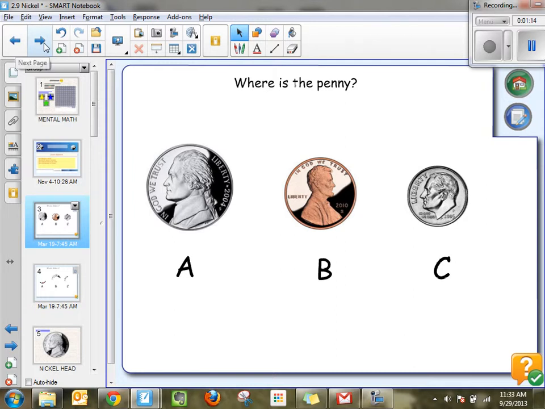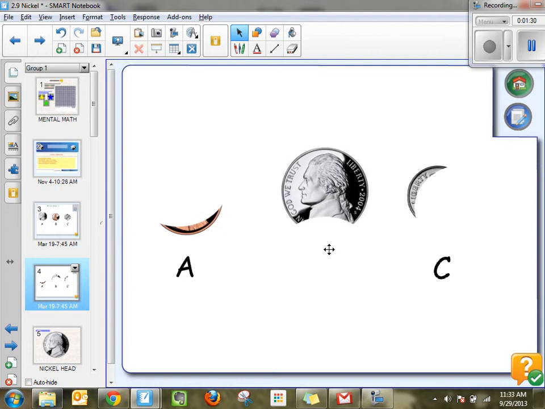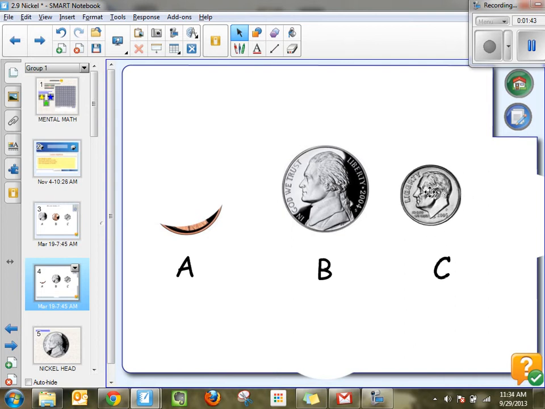Let's try again. So which one do you think is a nickel? If you said B, let's take a look and see. There's what B looks like. Or maybe you thought it was C. Now, they're both silver, so it can be a little bit trickier. But the one thing is that a nickel is actually bigger than this one. So that should help us identify a nickel.